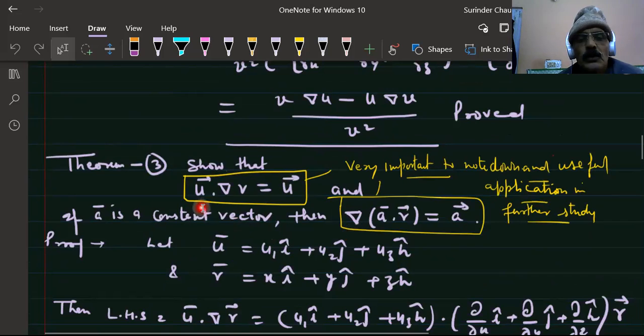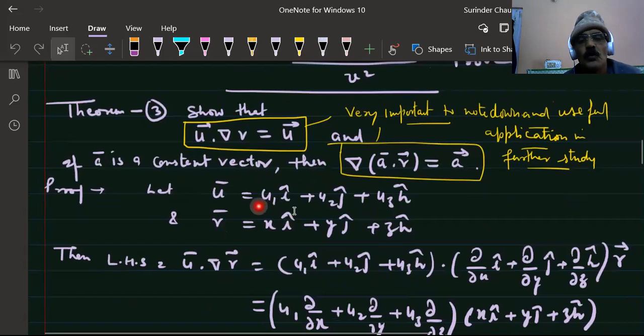Show that u vector dot gradient of r vector is equal to u vector. It is very important to note down and is a useful application. Gradient of u vector dot r vector: the gradient we can find of a scalar, and you must keep in mind that the gradient of a scalar is a vector. So u vector dot gradient of r vector is equal to u vector, where u is a constant vector.